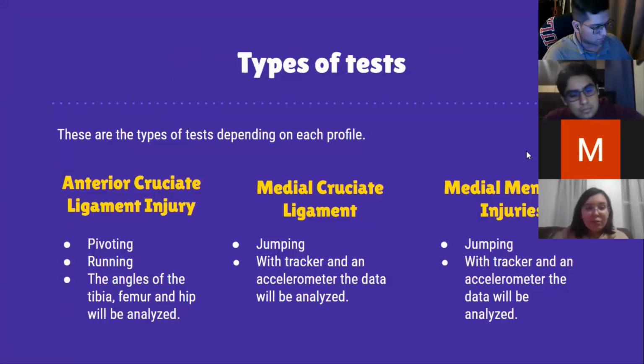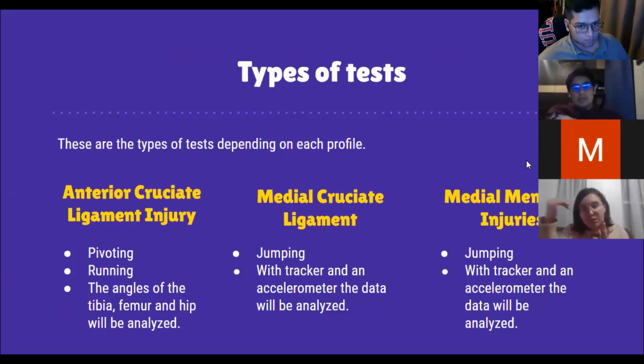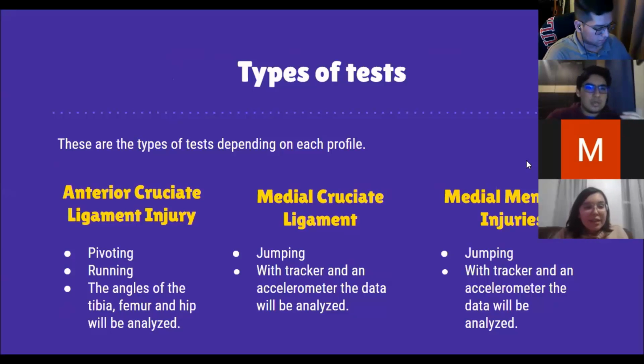After doing a lot of research, we decided on different types of tests for each type of injury. For the ACL, we found out that pivoting and running would be a good idea to see, because pivoting is when you're running in zigzag during soccer. In this type of test, we will analyze via software, video analysis. The main part of this is to analyze the angles of the tibia, femur, and hip, because these have a strong correlation to anterior cruciate ligament injuries.